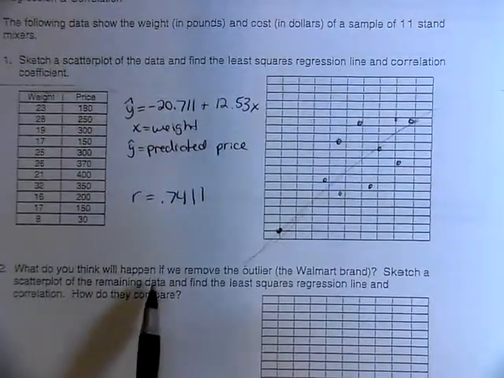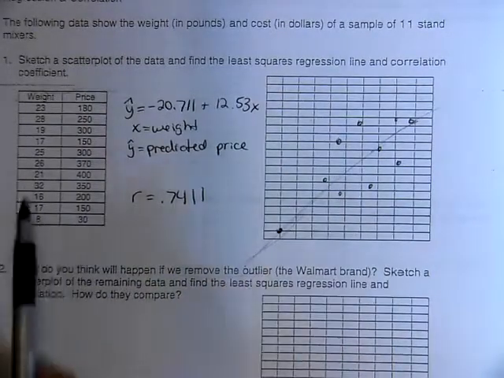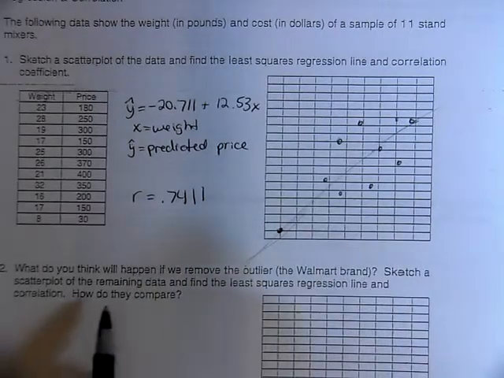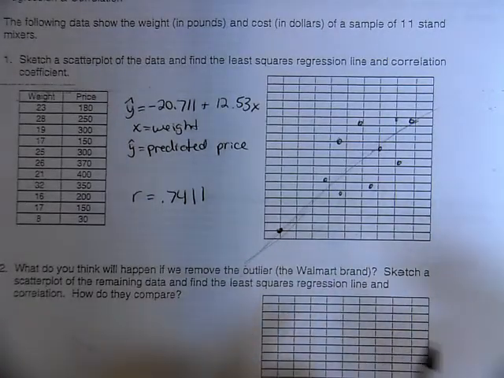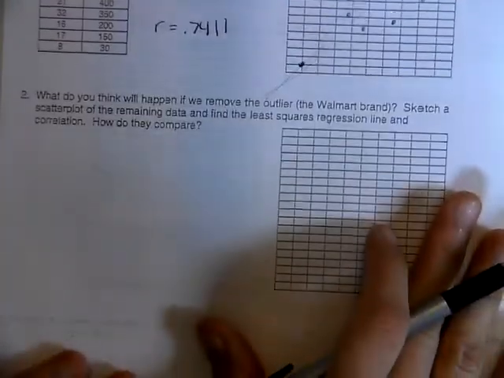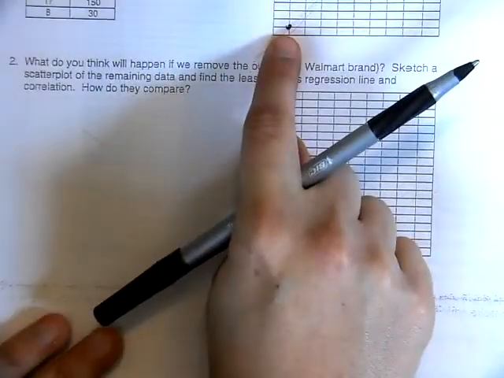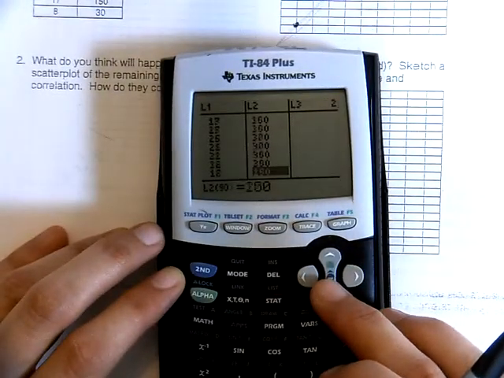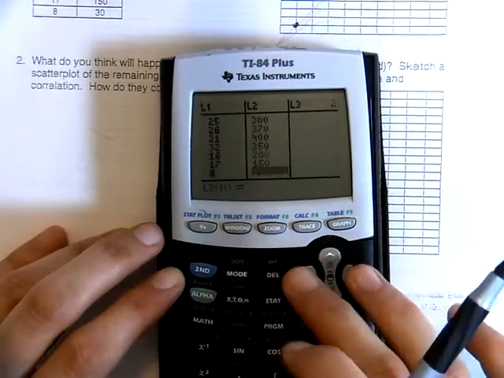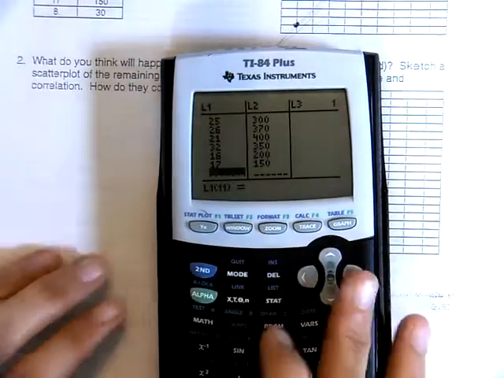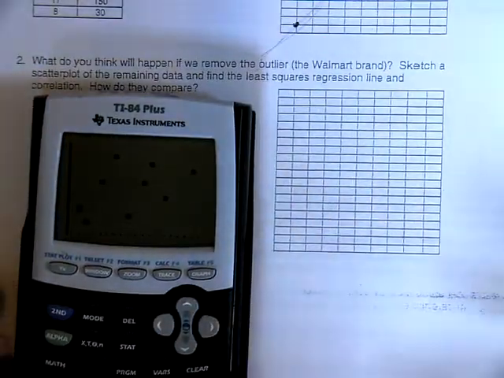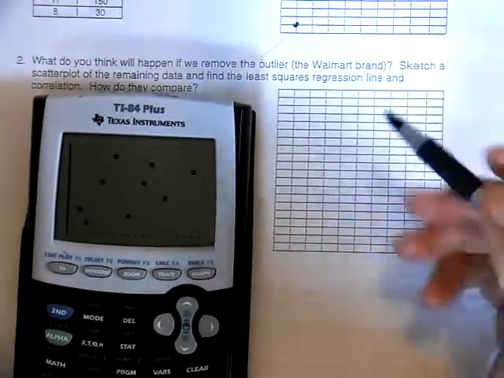So now, what do you think will happen if we remove the outlier, which is our Walmart brand, the 830 brand? Sketch a scatter plot of the remaining data and find the least squares regression line and the correlation. So what I'm going to do is remove 830. I'm going to go down to 830 and delete it. Again, I'm going to do the scatter plot. So now look at the scatter plot. It's much more focused on that top part.